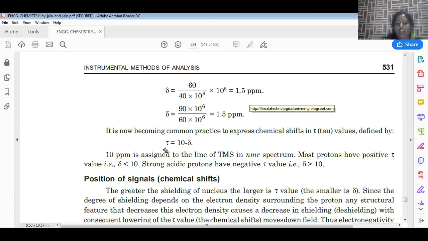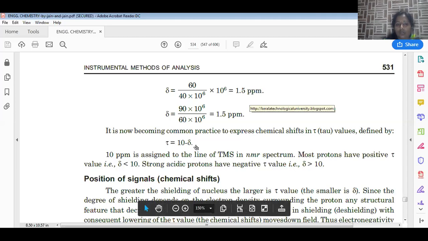Apart from this delta scale, we have another term called the tau scale. The signals of NMR are also recorded in the form of the tau scale. Tau is related to the delta scale by tau equals 10 minus delta. So the tau scale is completely reversed with respect to the delta scale. If the values in the delta scale go towards upfield, here the values go towards 10. So this is about the delta scale and tau scale. Tau is equal to 10 minus delta. If the delta value is 1, the tau value becomes 9. In that way, the values are completely reversed with respect to the delta scale.